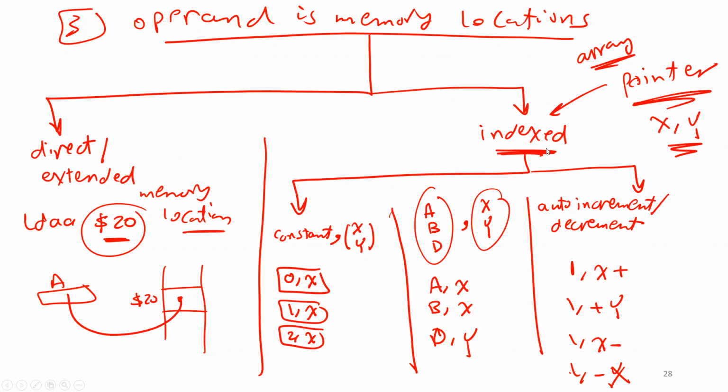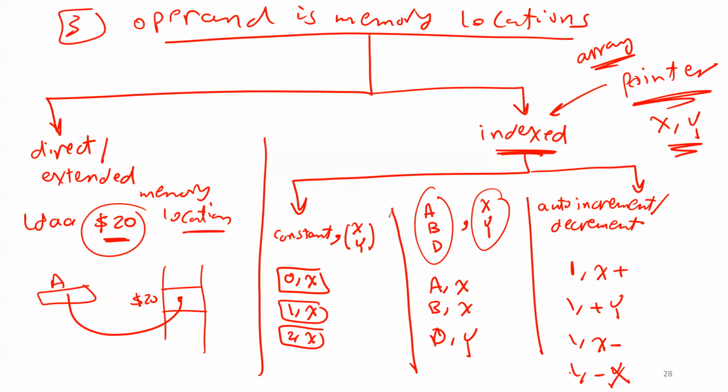And under indexed, as I'm going to explain right now, we have 3 cases. So let us go through them. So again, there are 2 approaches. One way we call it direct or extended. The other way, indexed, and indexed here is used in case of using a pointer. Is that okay?